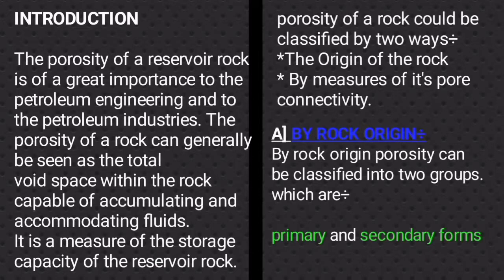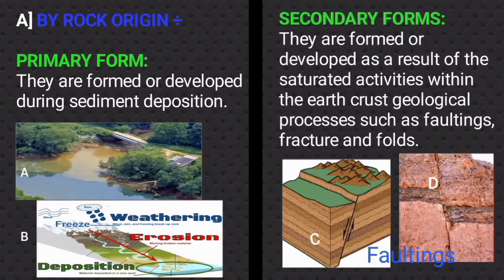We have the origin of the rock, and we also have by measures of its pore connectivities. Now we start with by rock origin. Under rock origin, porosity is classified into primary and secondary. By rock origin, the first category is primary form. They are formed by erosion.